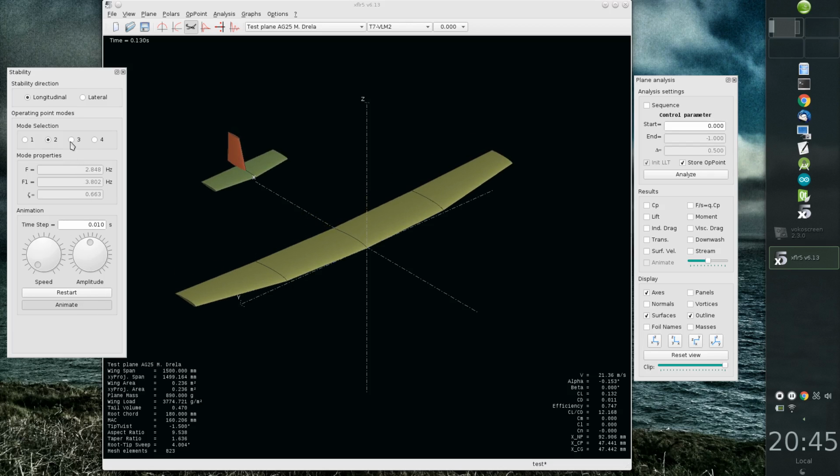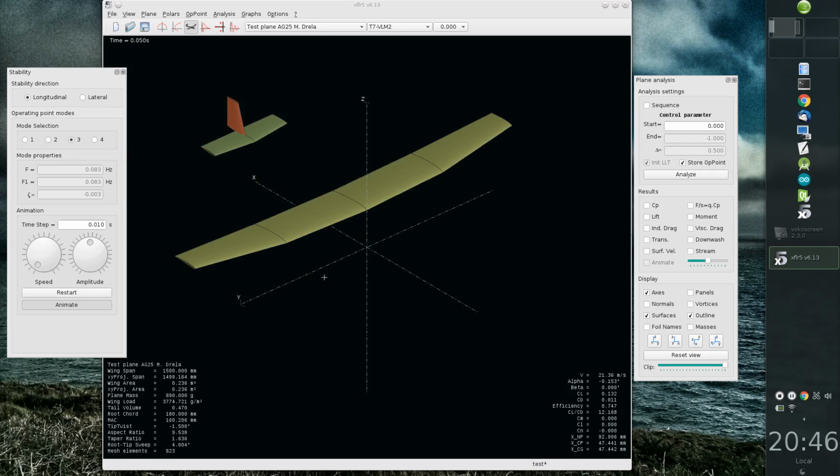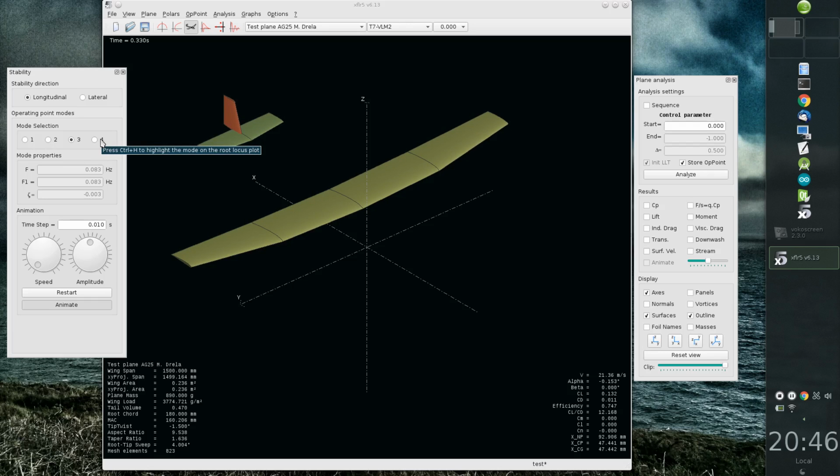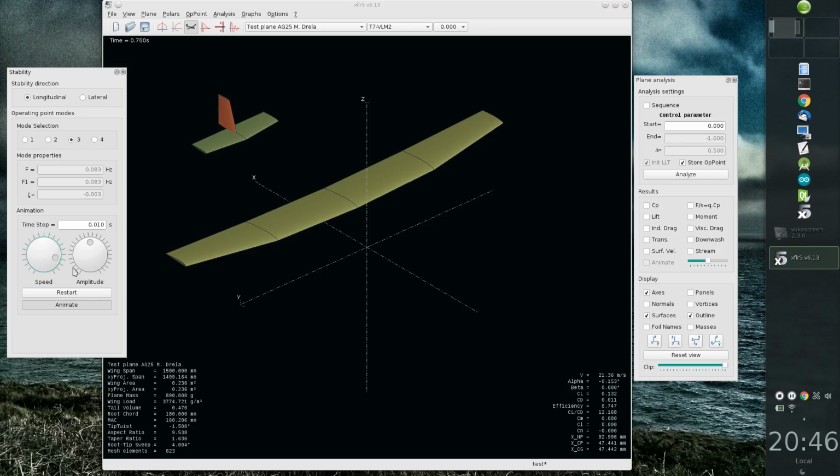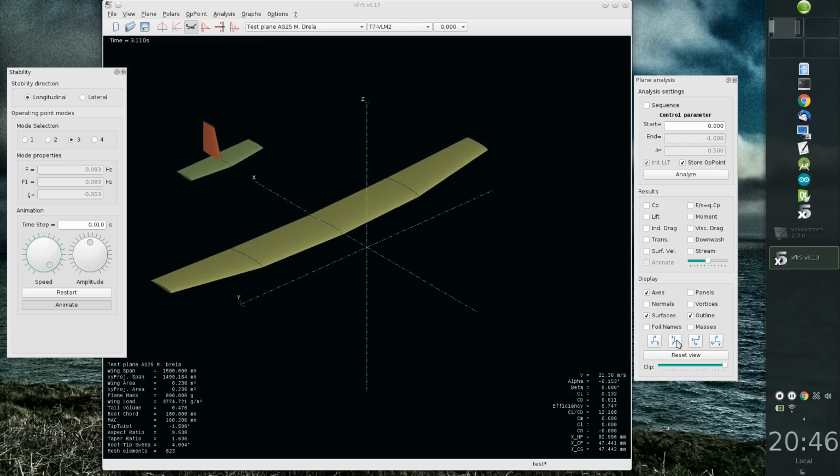Now, modes 3 and 4 will be the Phugoid mode. Depending on the analysis, you may find that 1 and 2 are the Phugoid and 3 and 4 are the short period. You cannot really tell in what order the program will calculate these modes, but you can tell by the look of them which is which. So let's look at the Phugoid and we'll animate it a bit faster. There we are. And let's look at it sideways.